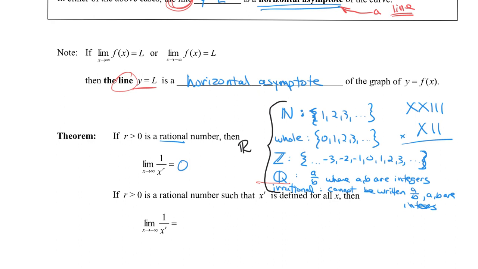But if it is defined, so we're doing something like this, so maybe r is the cubed root, right? You can have negative cubed roots. So then if it is defined, we get the same thing here. We are going to get a 0. So the limit is still going to be 0.